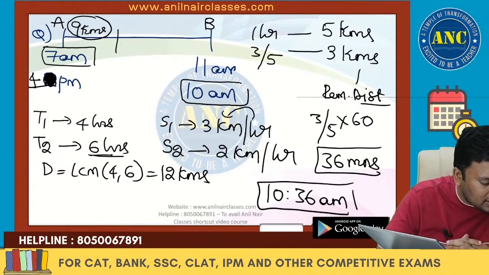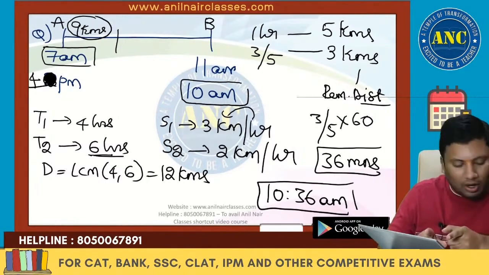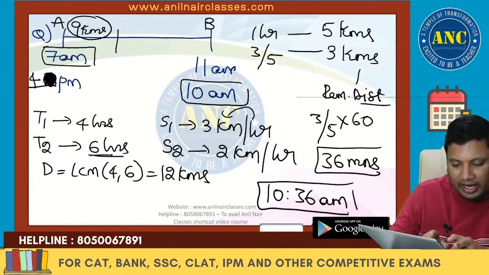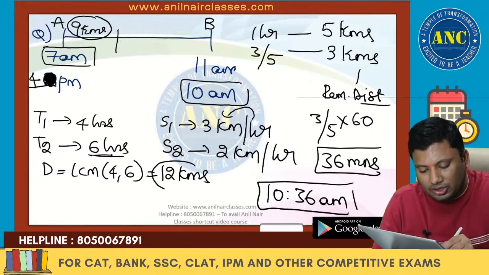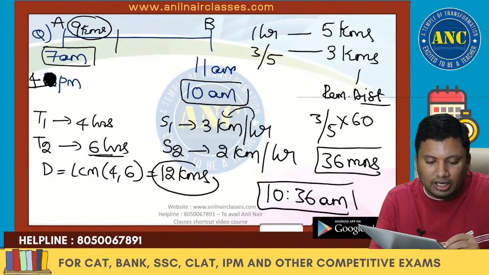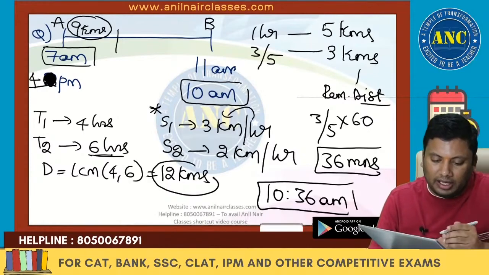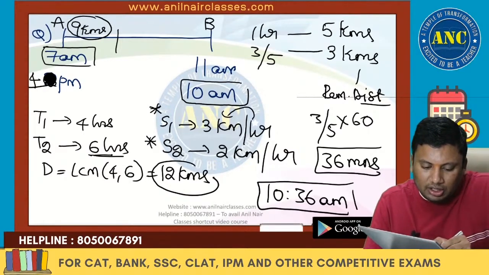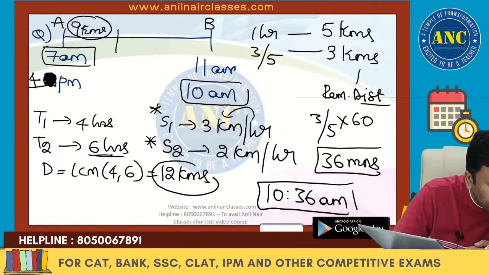Rakesh is asking, one minute. Sai is asking, for you, how to get S1 and S2? D is LCM of 4 and 6. I took 12 kilometers. 12 kilometers in 4 hours, S1 is 12 by 4, 3 kilometers per hour. S2 is 12 by 6, 2 kilometers per hour. I hope it is clear.